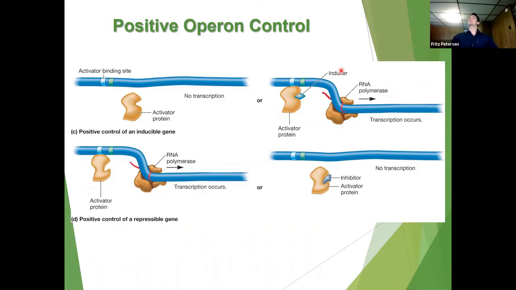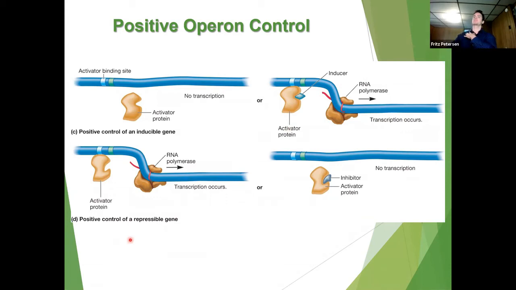So when an inducer is bound to this activator protein, it undergoes a change in conformation so that it can bind to the DNA and activate transcription. So once this inducer is added to the activator protein, it can bind to the activator site, which will allow RNA polymerase to do some transcription.